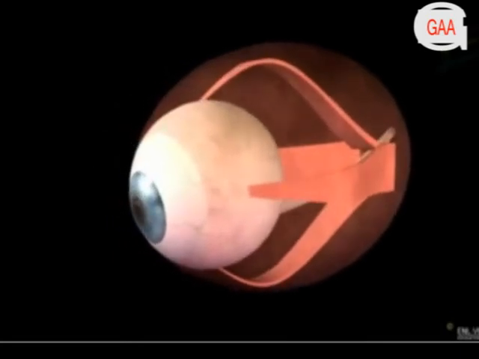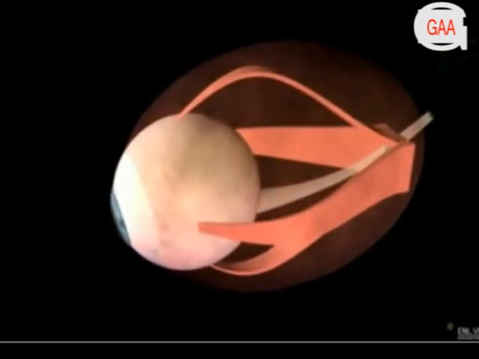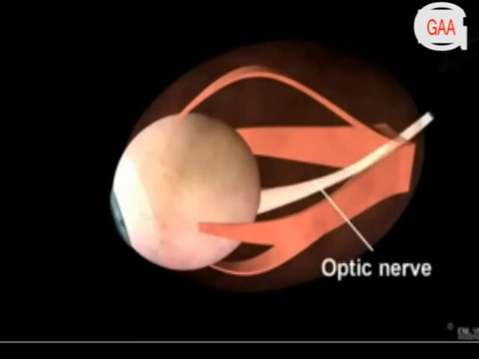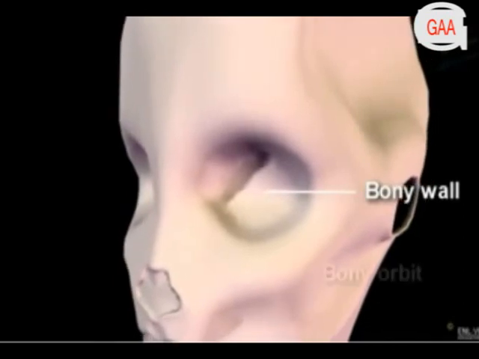Within this socket, the eye is suspended by sets of muscles which move the eye. The lateral rectus muscles move the eye right and left. Superior and inferior rectus muscles move the eye up and down. This white cord here is called the optic nerve and connects the eye to the brain. So this is the empty eye socket within the skull with its bony wall inside and a bony orbit in front.